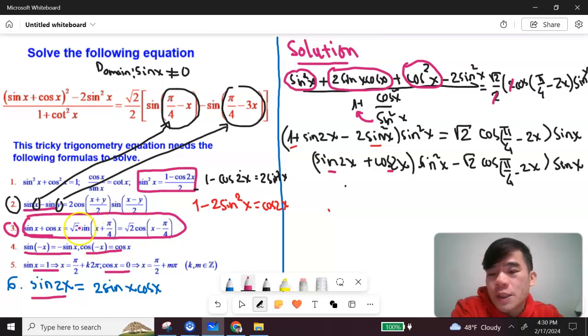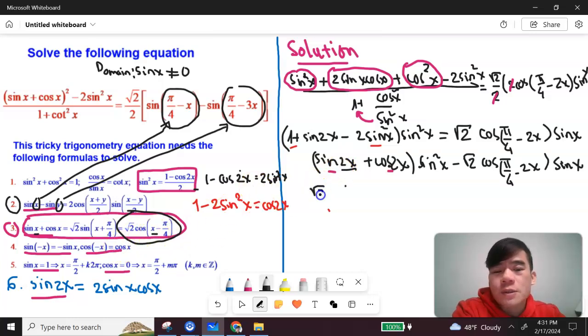Now, you either use root 2 sine of s plus pi over 4, or you use root 2 cosine of s minus pi over 4. But because I see cosine of pi over 4 minus 2s right here, I would have to use this one. It's better for me because it helps me simplify the equation faster. Okay, I use this one. Now, because this is s, this must be s. This is the angle right here, double, it's 2s, so right here should be 2s.